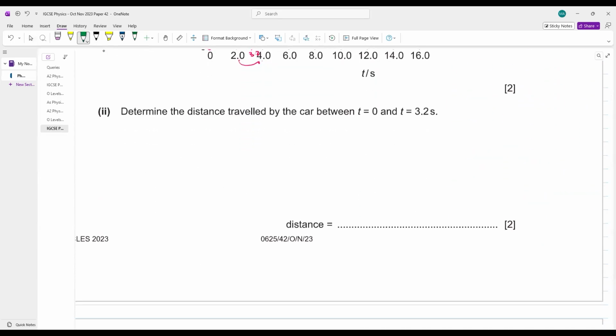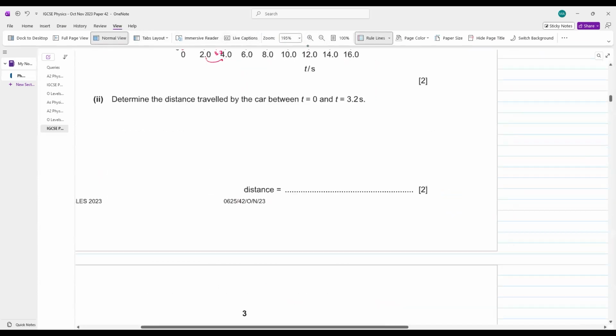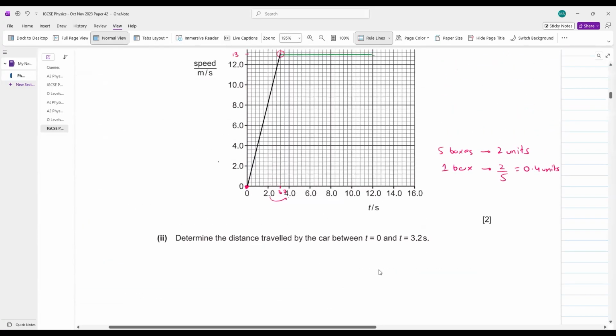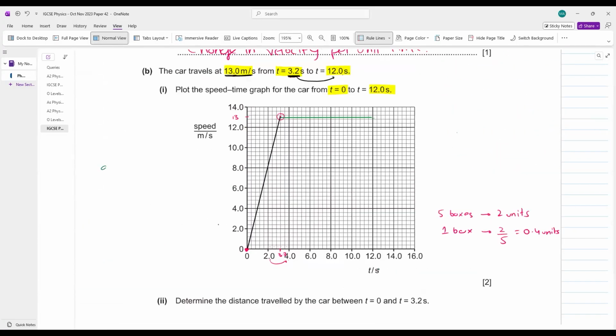Determine the distance traveled by the car between time t equals 0 and time t equals 3.2 seconds. Now, do you remember a golden key point? Do you remember a key point? The gradient of the speed time graph is equal to acceleration. This was the first key point that I taught you guys. The second key point that you need to remember is that the area under the speed time graph is equal to your distance.